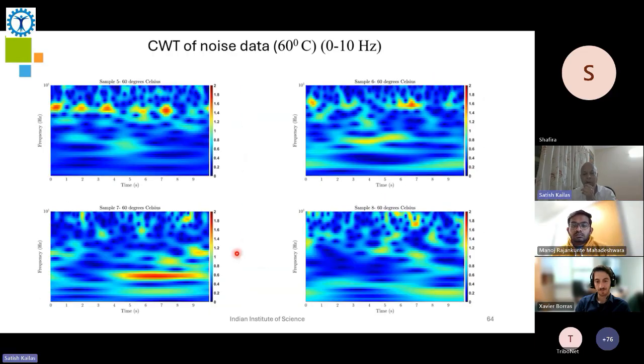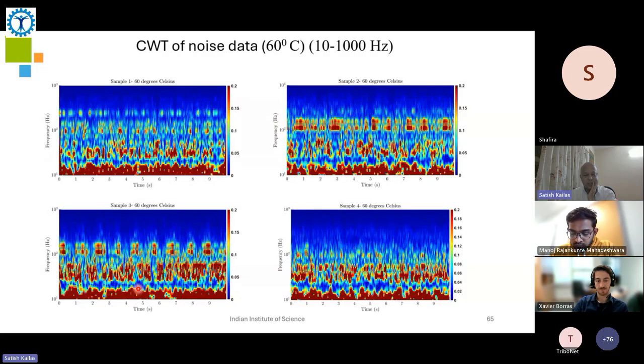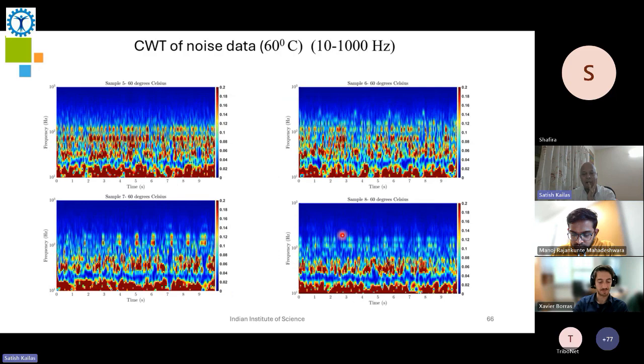And when you go to fully formulated oils, this is the low frequency regime. You can see that the noise levels are significantly lower, even when compared to sample 7, which is with the base oil 1 and the fully formulated oil. So this is the high frequency range CWT analysis, where you can see that there is high frequency noise which died down when you add these additives.